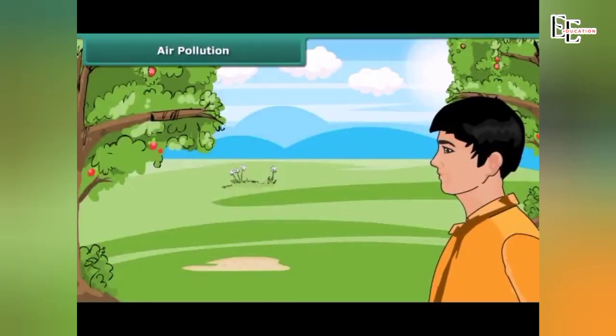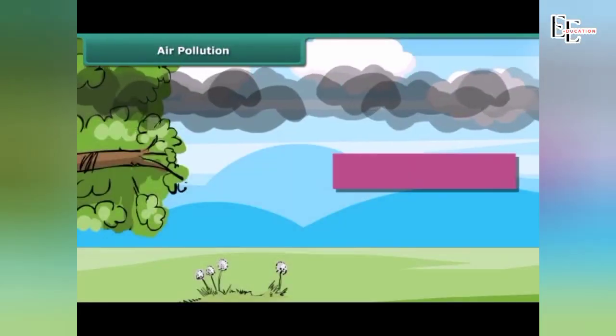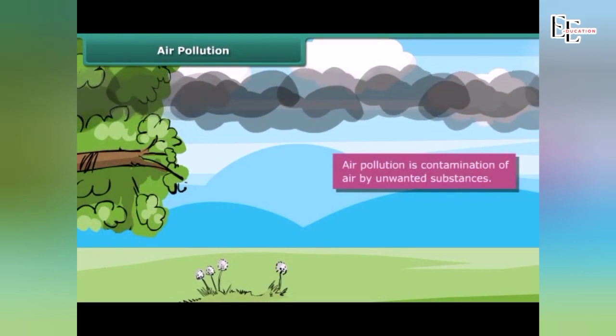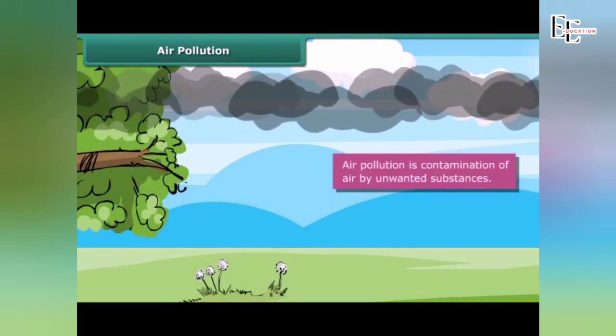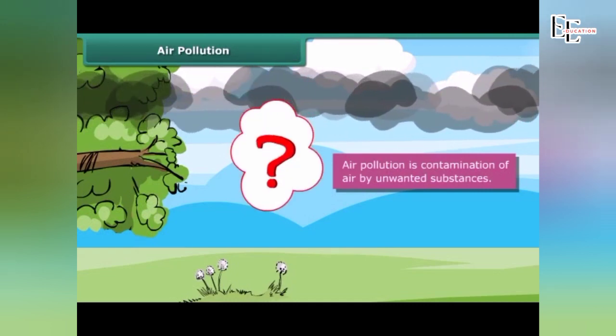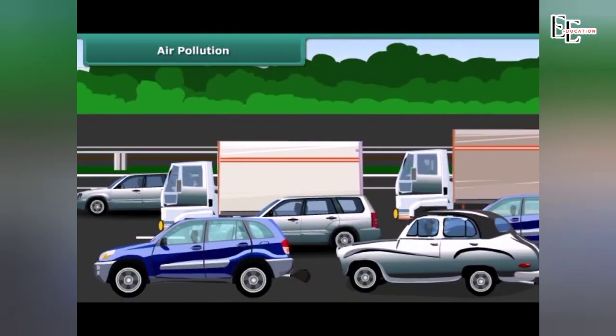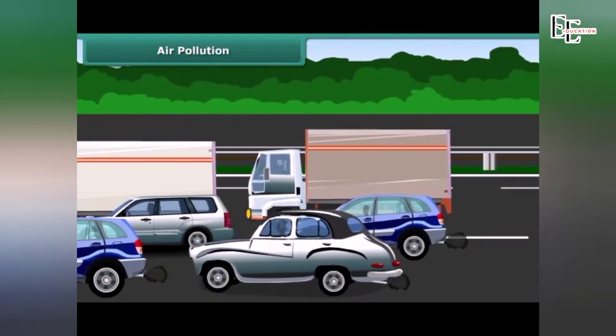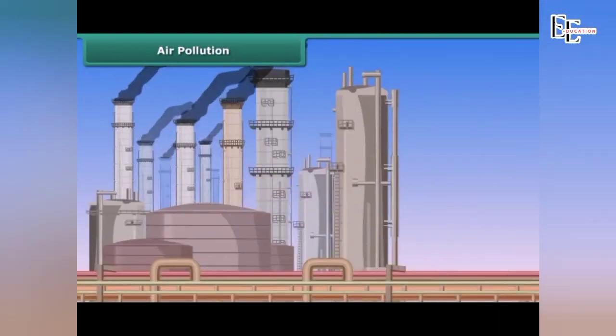Air is necessary for our lives, but air is getting polluted day by day due to presence of unwanted substances in it. Now you would like to know from where these substances come. These are released when fuels burn in vehicles, or factories and power plants produce them as gaseous wastes.